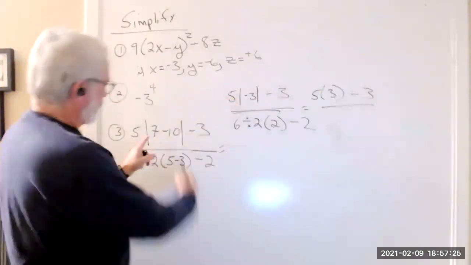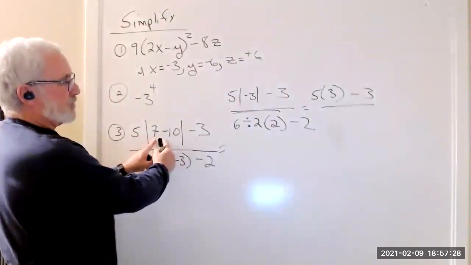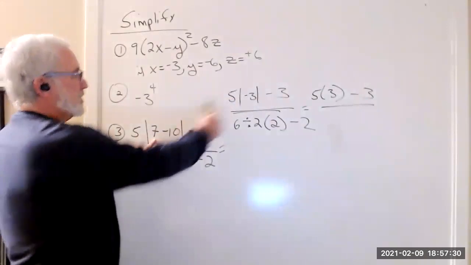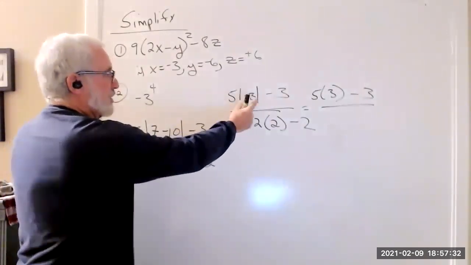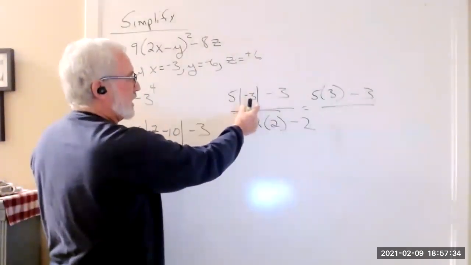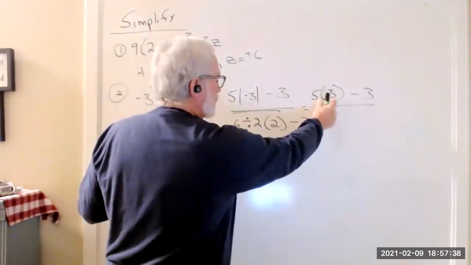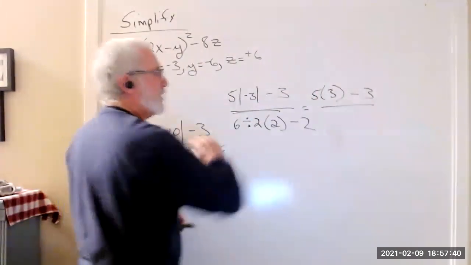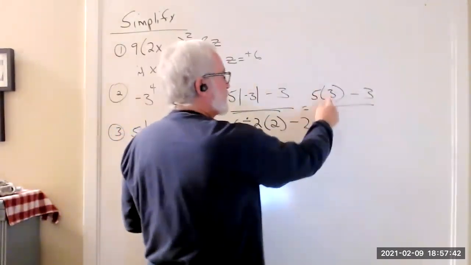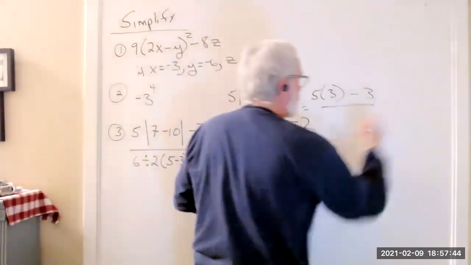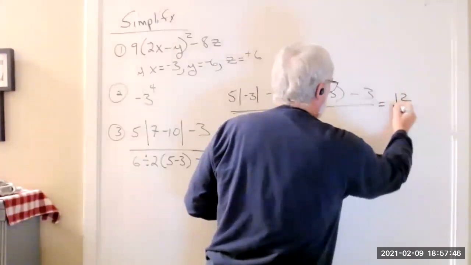you first do what's inside the absolute value to the best of your ability. 7 take away 10 is -3. But then the absolute value takes that answer, -3, and always turns it positive. Okay, so 3. So finishing off the numerator, 5 times 3 is 15. Take away 3, this is 12 on top.